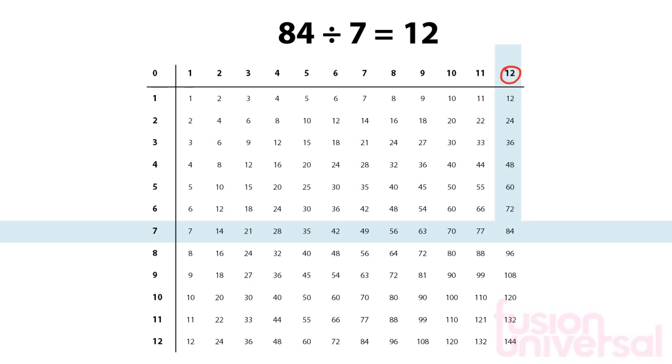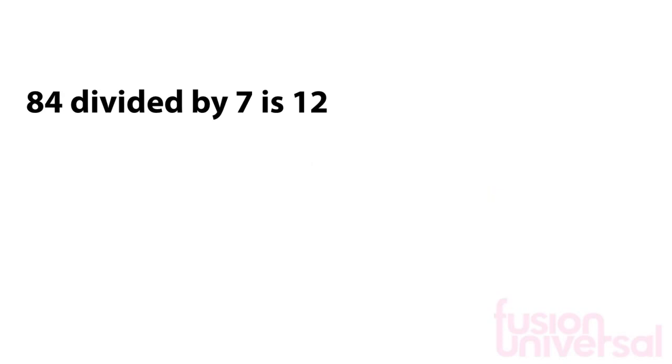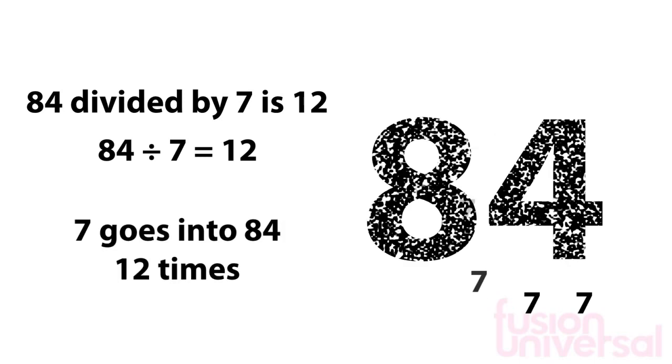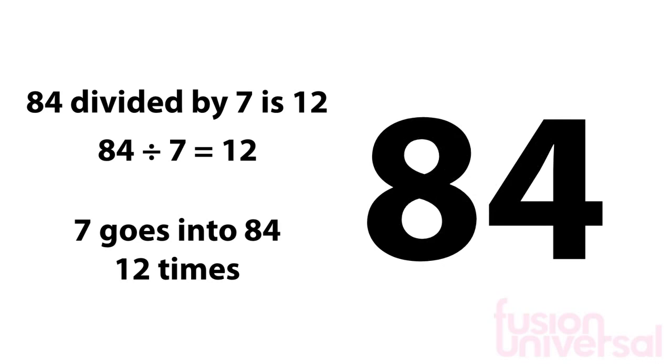We say that 84 divided by 7 is 12, and the dividing symbol looks like this. We can also say that 7 goes into 84 12 times.